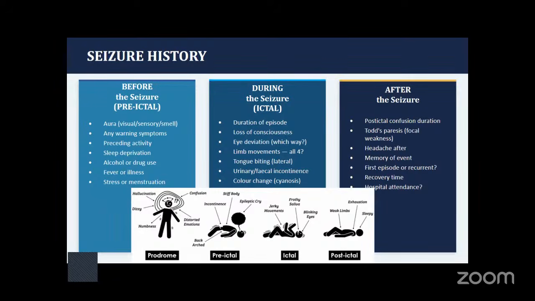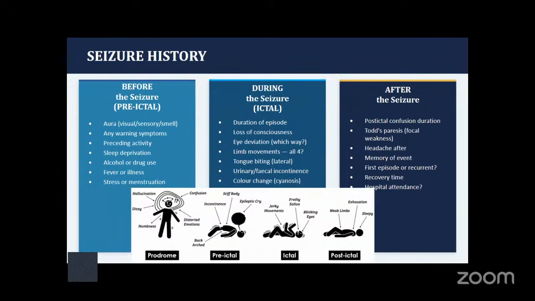During the seizure event or the ictal event, most patients are not aware of what's going on. So a corroborating history is important. You want to ask for the duration of the seizure, the presence of loss of consciousness, eye deviation. So this will be described by whoever was observing the patient. Limb movement for tonic-clonic seizures, tongue biting, urinary or fecal incontinence, and body changes, especially cyanosis, maybe around the lips.